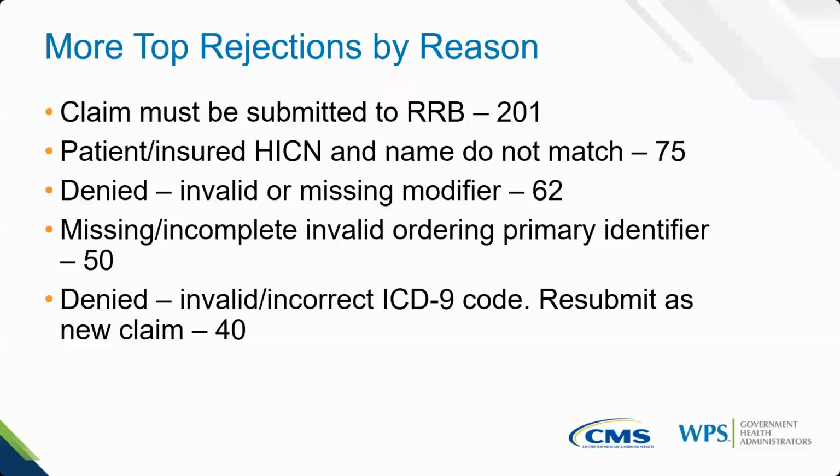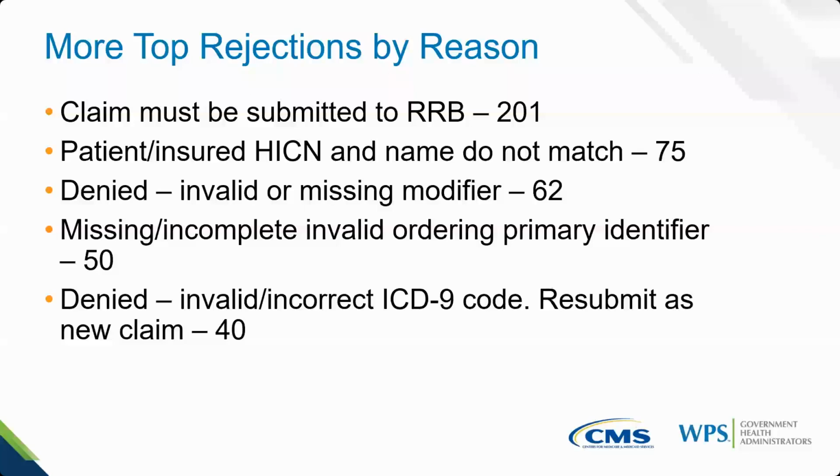Missing, invalid, or incomplete ordering provider identifier, 50 claims rejected. You'll need to fix that ordering provider or primary identifier on the claim. There are claim form instructions that tell you where to put what on a claim form. I'll be talking about that a little bit more when I get into the demonstration portion of this presentation.